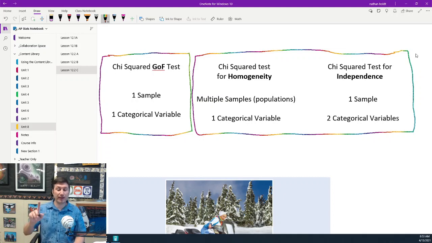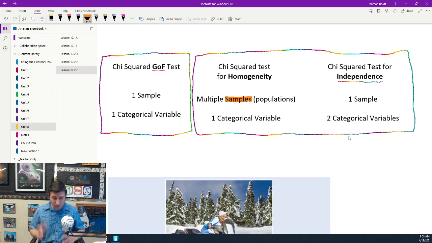There's only one calculator command for this, which we've already done, right? And so when we do this test for independence, the command on the calculator is exactly the same. It's just the wording of your interpretation of your hypotheses that is a little bit different. But the math is the same. And it boils down to mainly how many samples do you have? That's the easiest way to tell the difference between the two.